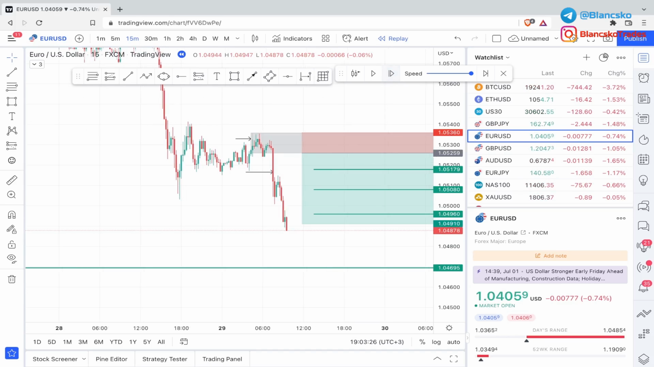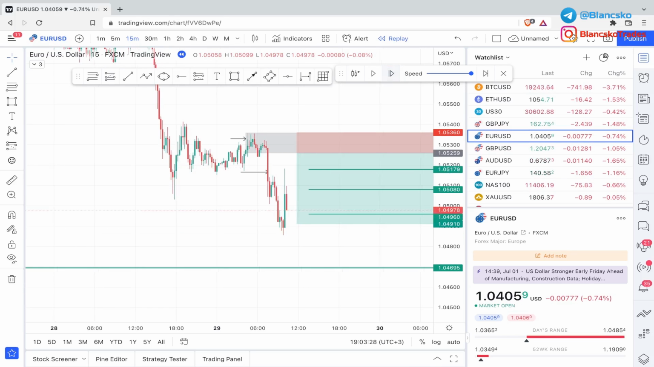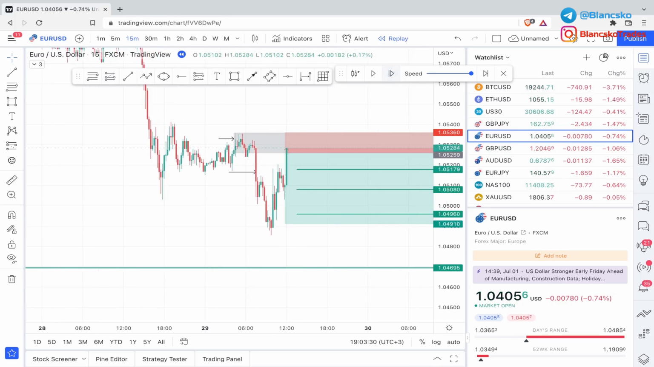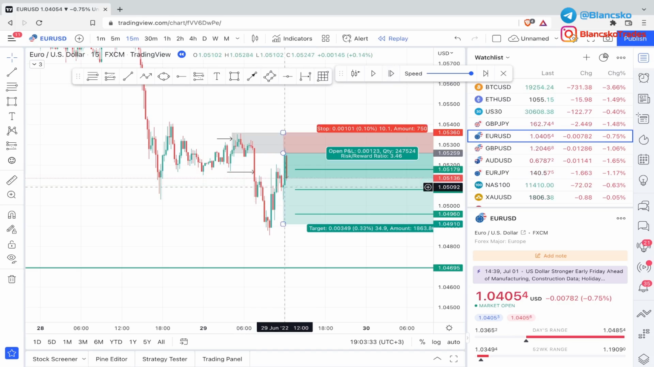At 9 o'clock, I send the pending order. Let's see when it triggers. So it triggered at 12 o'clock, so 3 hours after. It triggered, and it was literally a sniper entry, as you can see.